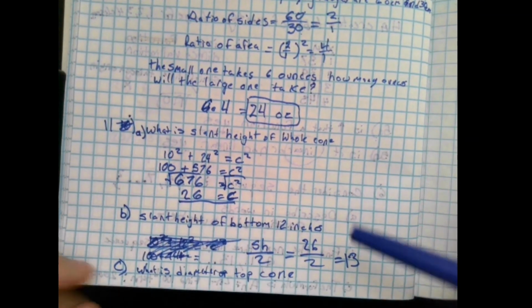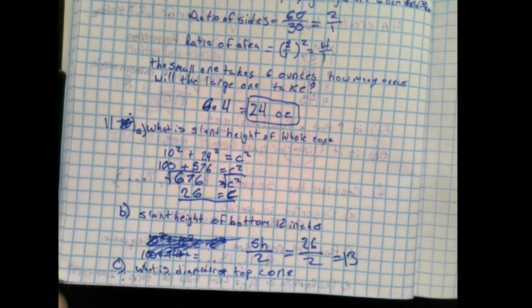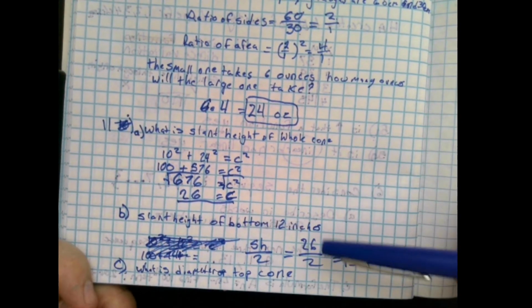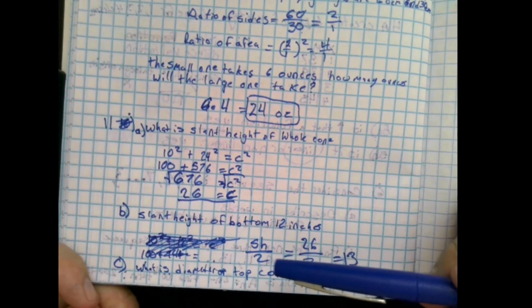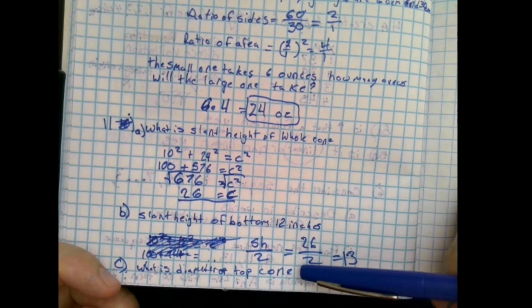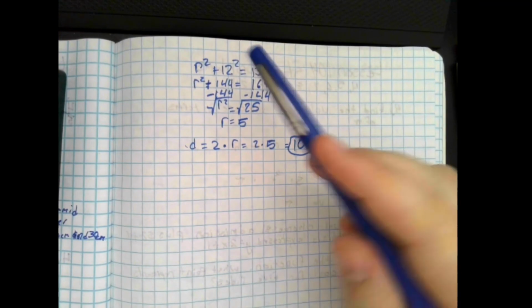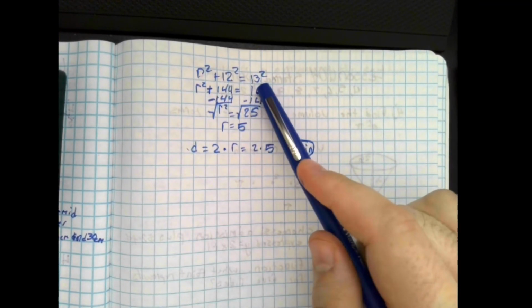The slant height of the bottom 12 inches is going to be half of the total slant height because it's half the shape. So we take the slant height, which was 26, and divide by 2, which is 13. We're then asked, what is the diameter of the top cone? Well, in order to find that, we need to plug in the height of the top cone, which is 12, and the slant height we just found, which was 13.